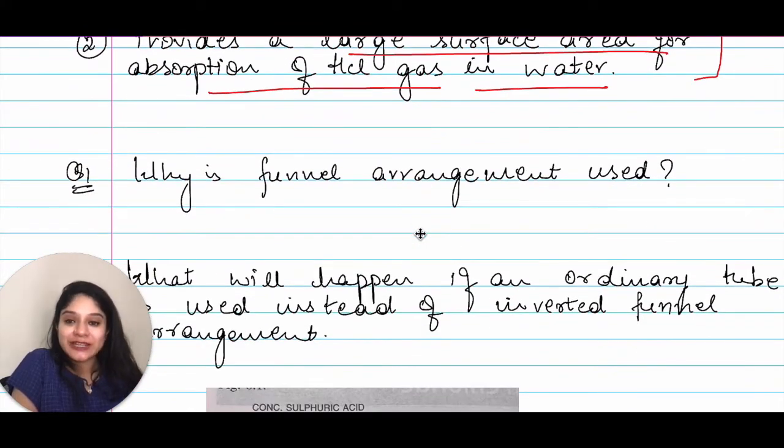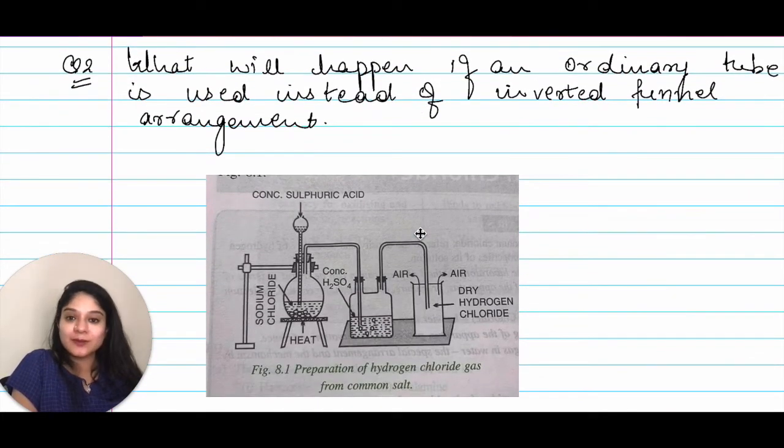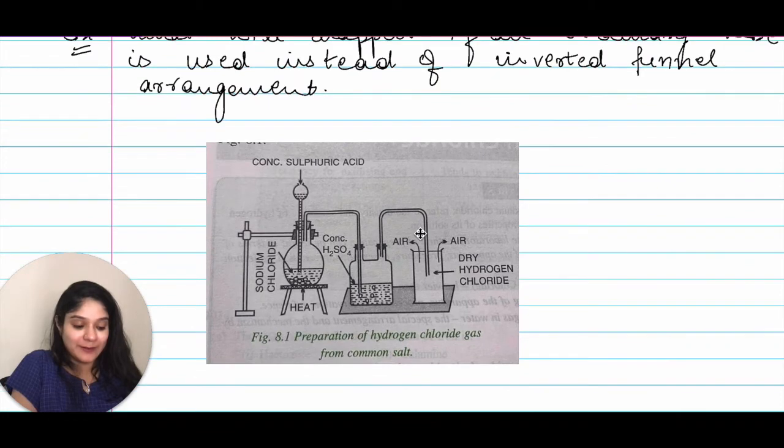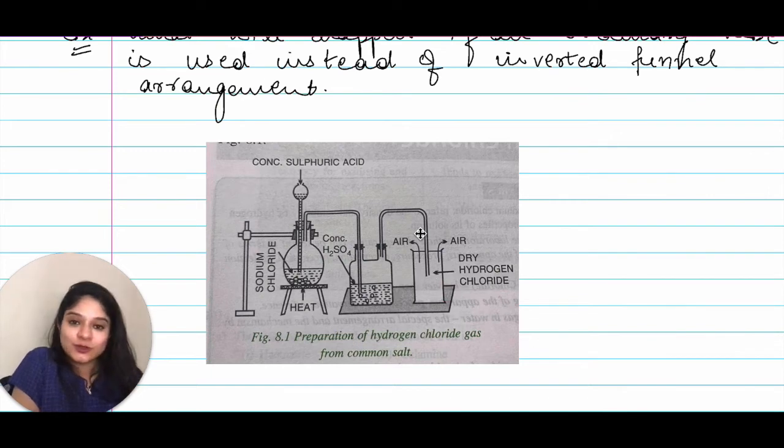Why is the funnel arrangement used? Before we go into that detail, let's see the preparation of HCl gas that we had. So where do we introduce the funnel arrangement? We put the funnel right here, and then we have the water trough. But what would happen if we do not have the funnel arrangement? Let's say this is the tube that is bringing your HCl gas in, and this beaker is filled with water.